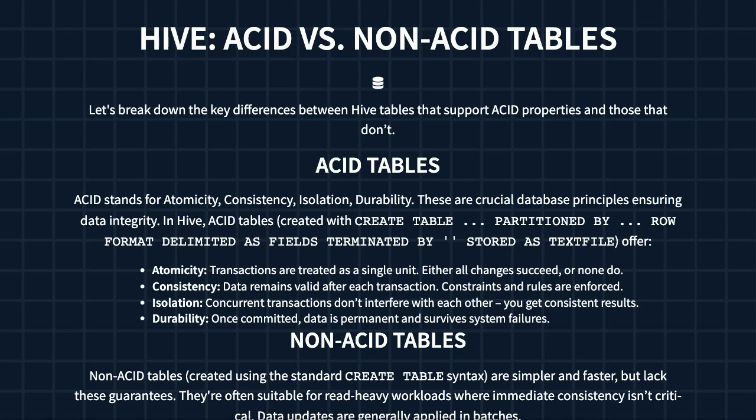On the other hand, non-ACID tables are simpler and faster. They are designed for speed, especially when dealing with massive amounts of data. They don't have the strong consistency guarantees, so it's more suitable for tasks like analyzing logs or building a large data warehouse where immediate precision isn't as important as getting the job done quickly.